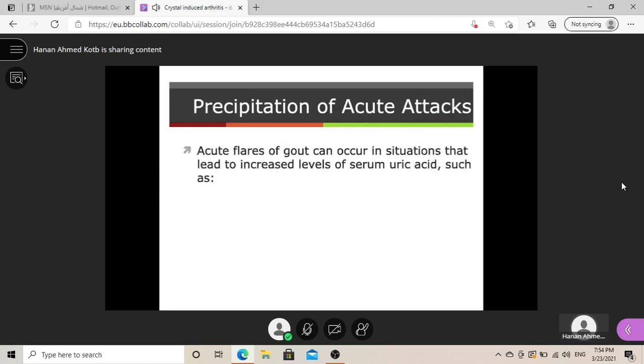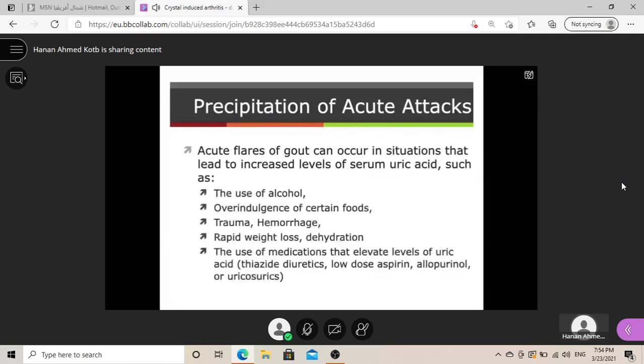Okay. يجي بقى نتكلم ليه بيحصل precipitation of acute attack أو attacks. Acute flares of gout can occur in situations that lead to increased levels of serum uric acid، افتكروا etiology of hyperuricemia، such as the use of alcohol or overindulgence of certain foods. هنلاقي ان هو الجاوت بيحب الرجلين وفي نفس الوقت كمان بيحب الاعياد. Alcohol for Christmas، overindulgence of certain foods اللي هي زي اللحمة في العيد. وعلى فكرة الجاوت is called داء الملوك بالعربي.